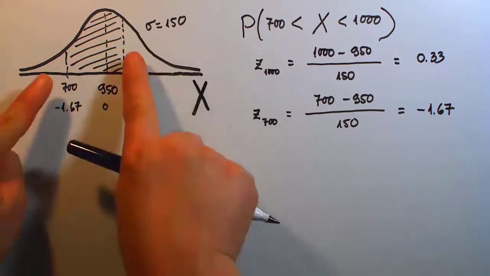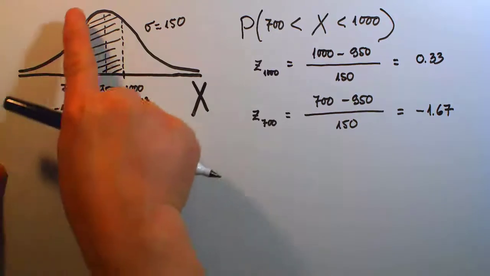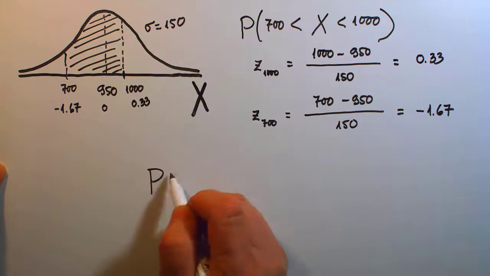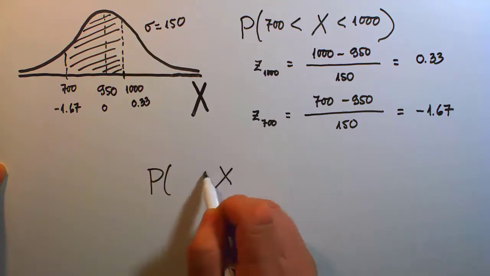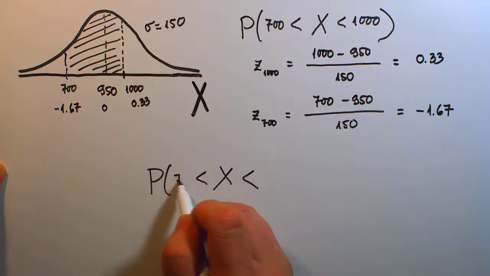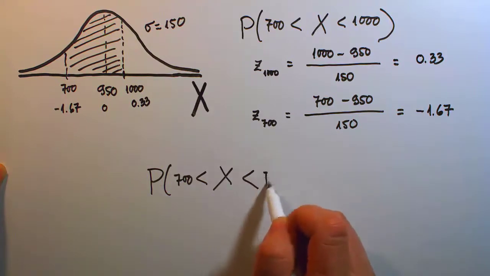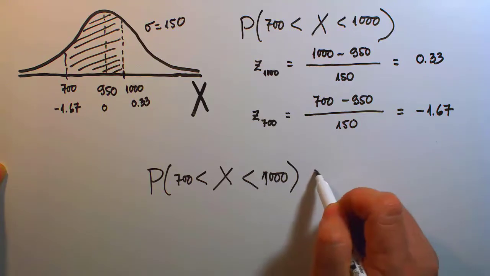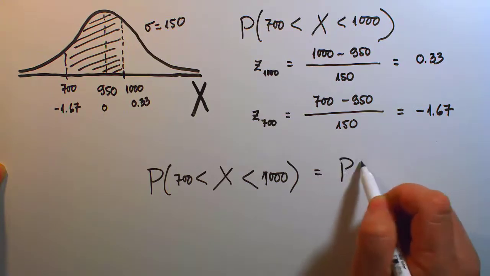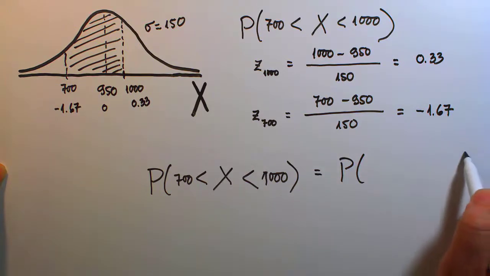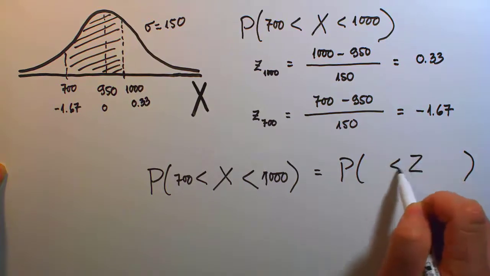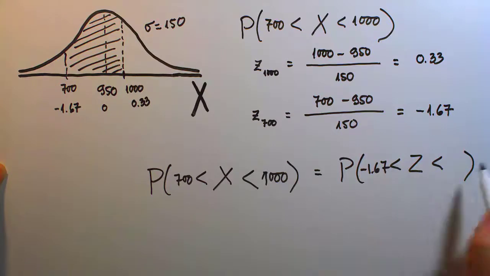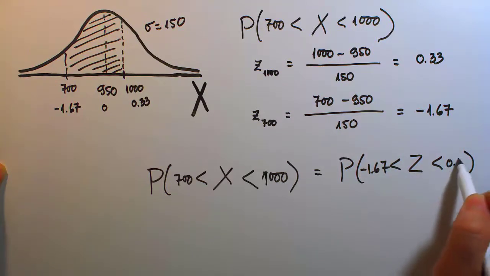So this area on our general normal distribution, where x is between 700 and 1000, would be the same as the area on our standard normal distribution where the z-score is between negative 1.67 and 0.33.